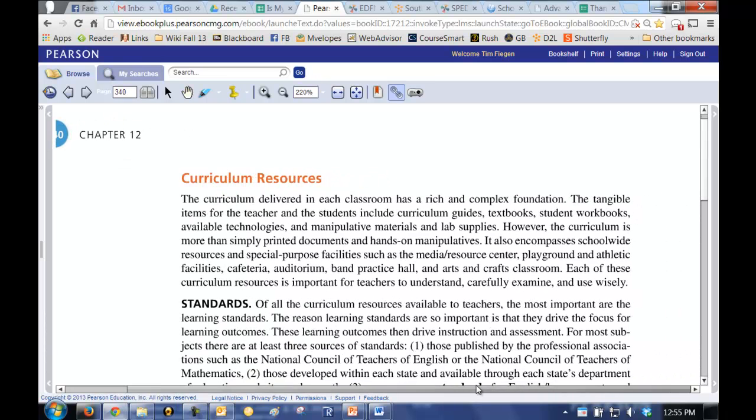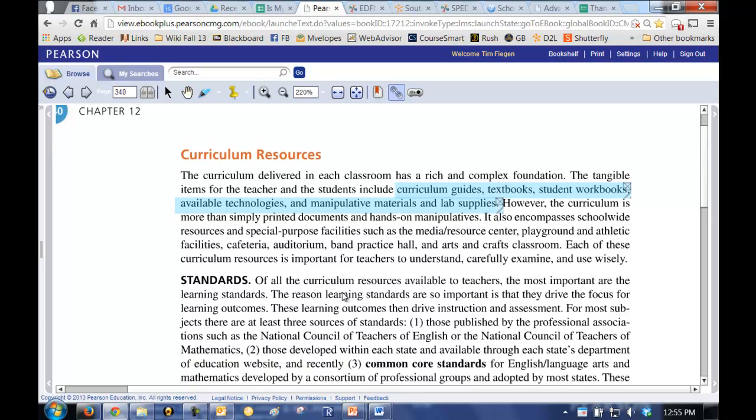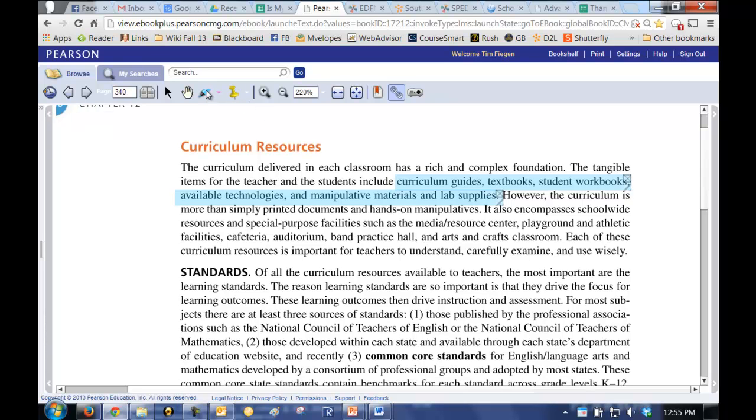What are these curriculum resources? Curriculum divided. Each classroom has a rich and complex foundation. The tangible items for the teacher and the students include curriculum guides, textbooks, student workbooks, technologies, manipulatives, and lab supplies. All are considered resources. However, the curriculum is more than simply printed documents and hands-on manipulatives. It also encompasses school-wide resources, special purpose facilities such as media type things, resource center, playground, athletic facilities, cafeteria, auditorium, band, practice hall, arts, crafts, classroom. Each of these curriculum resources is important, and carefully examine to use them wisely.